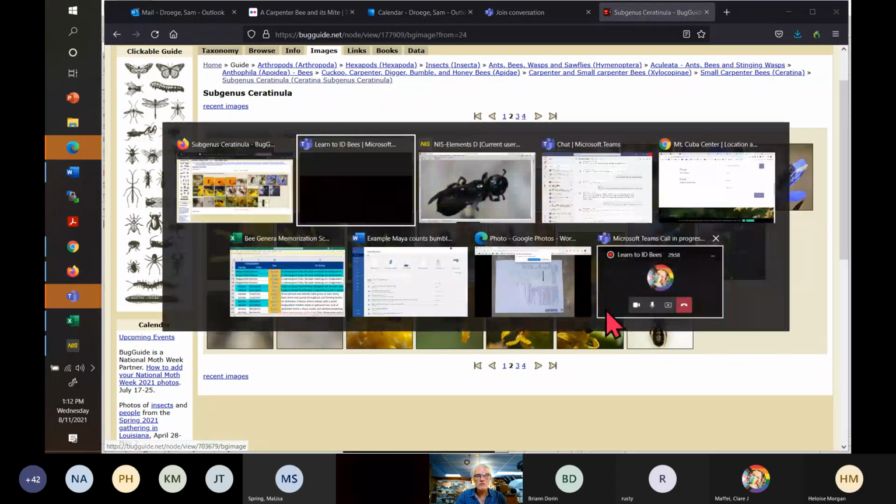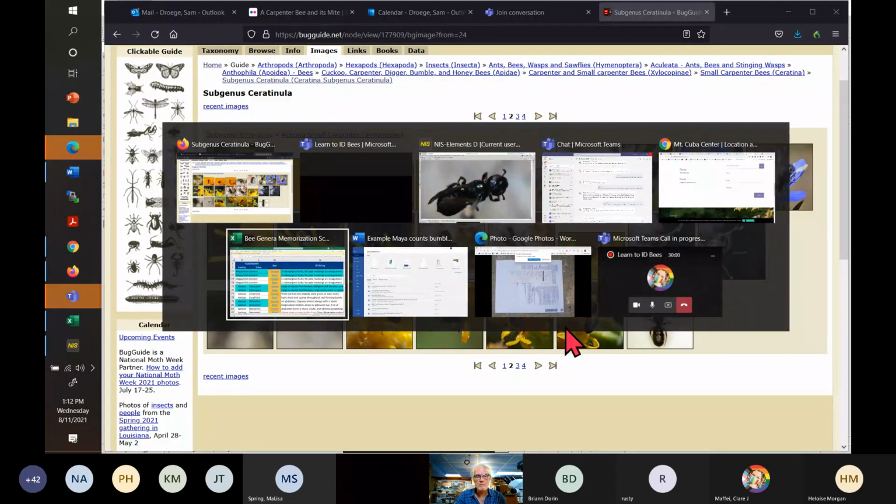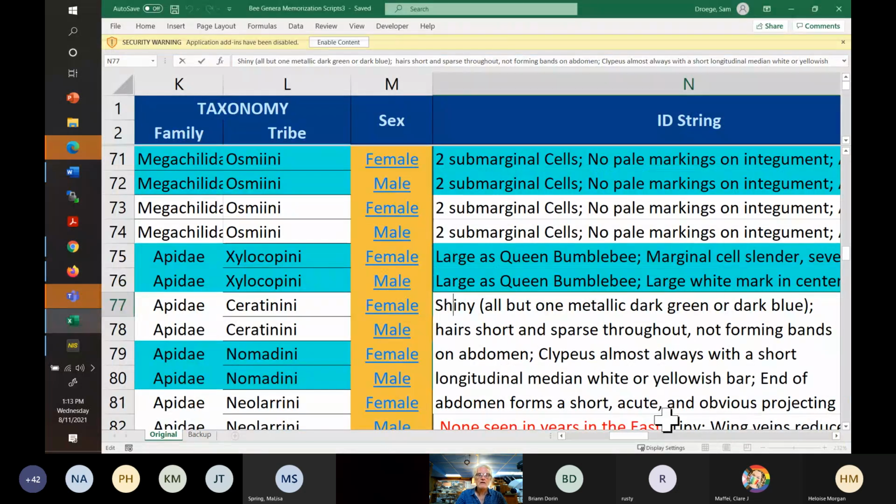So now let's learn more about the ID of Ceratina. So here we are in the bee genera memorization area, and we're looking at female Ceratina characters. We're going to see this when we get to the microscope.